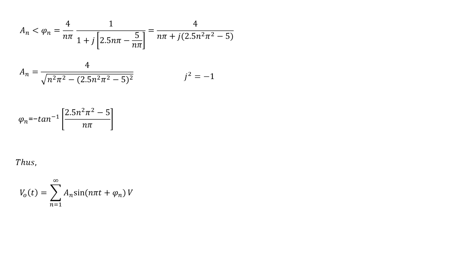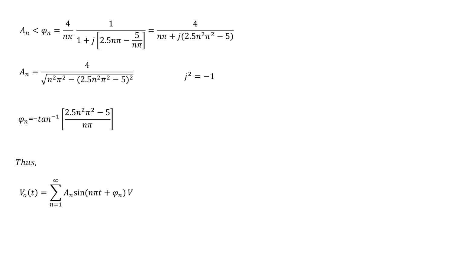The reason why I did minus instead of plus is because they were squaring the n squared pi squared and also squaring j squared. So j squared is equal to -1. Because j squared is equal to -1, it will be minus. So that's why I put in n squared pi squared minus (2.5 n squared pi squared minus 5) squared.